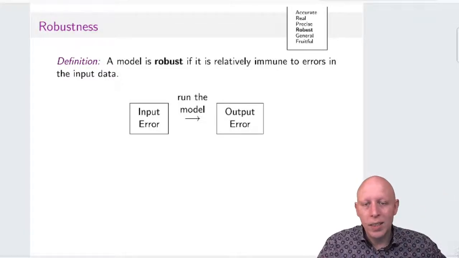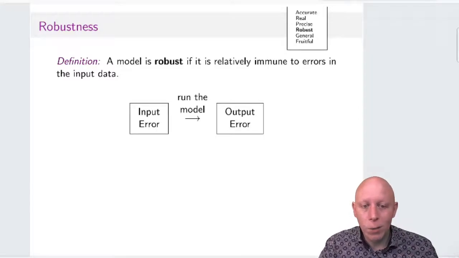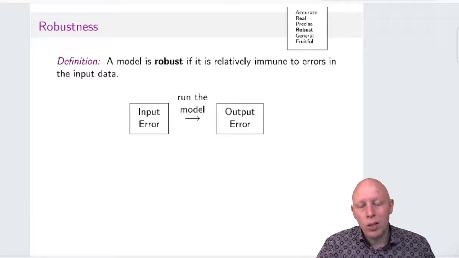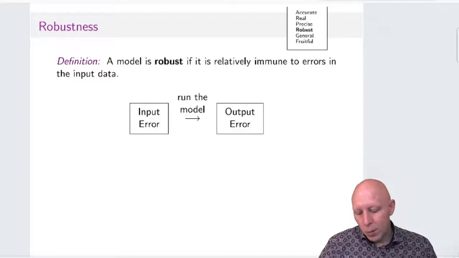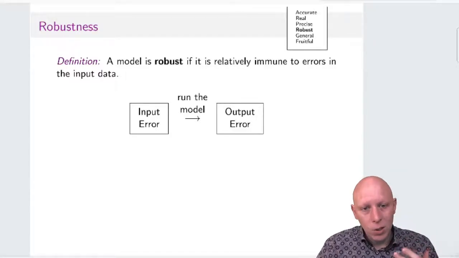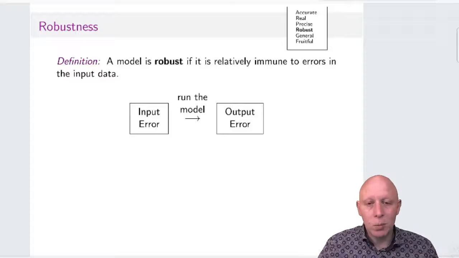Hi, welcome back. We have just been talking about different ways in which a model can be good. We talked about accuracy, descriptive realism, and precision, and now we're going to talk about robustness.